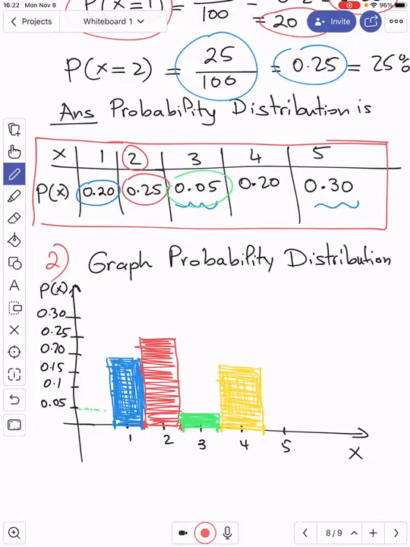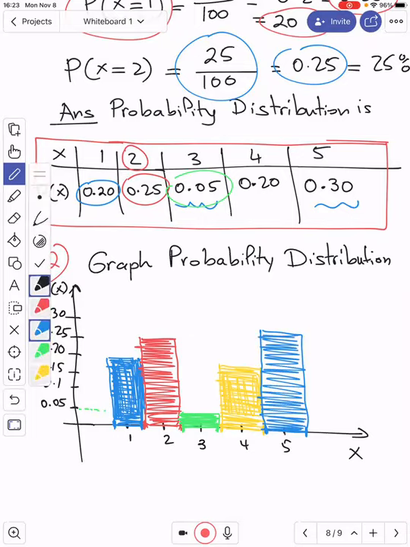All right, and then the last value 5, it's 0.30. So here's my 5. This interval here represents 5, and we're going to go up to 0.30. And again, this one here is in the middle of my interval, etc.